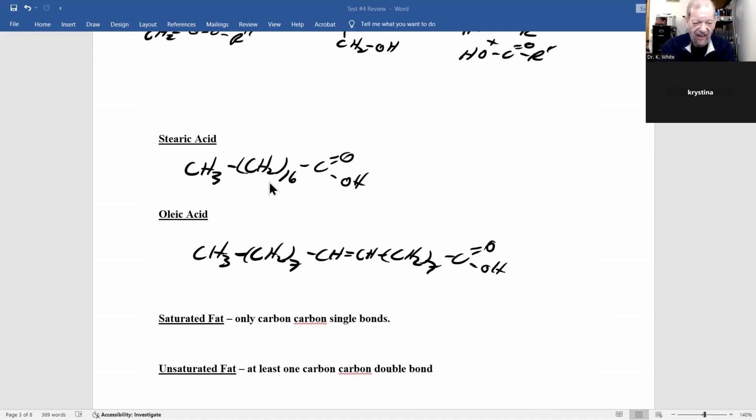And that's stearic acid. And then that's a saturated fatty acid, meaning there's only carbon-carbon single bonds. Now, oleic acid also has 18 carbons, but at carbon number 9, remember the carbonyl carbon is 1, at carbon number 9, there's a double bond, and that can be cis or trans. And you have a total of 18 carbons, but the double bond here, and that's oleic acid.